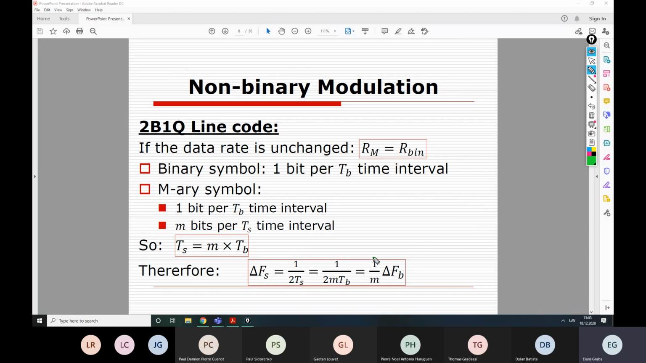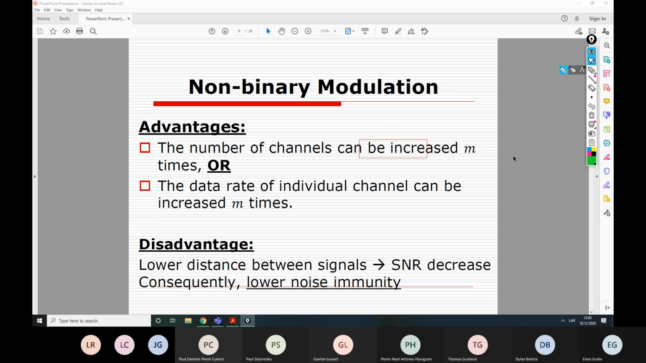And in the more general case, the bandwidth gain would be exactly M, where M is the number of bits per symbol. So either way, this enables us to send data faster. As I have told, either we increase the number of channels, each with data rate R, and this way the total data rate would be R multiplied by M, or we can increase the data rate of a single channel by M times, which would be M multiplied by R either way, right?